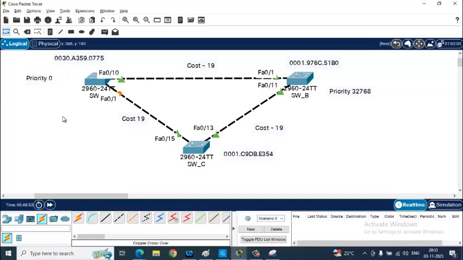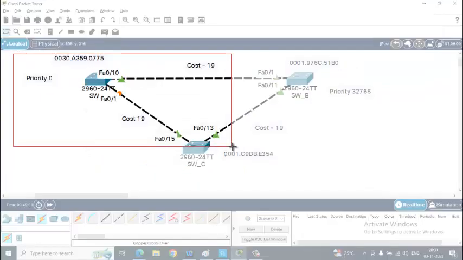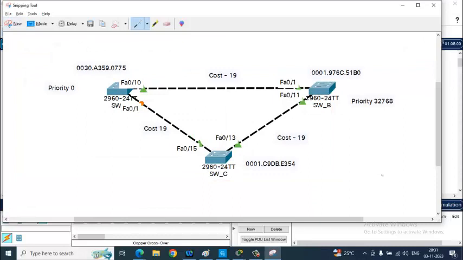Now this switch will try to find the cheapest cost path, and this will be the root port. Agree. Likewise, this will also be a root port. Agree. Okay. Now blocking may happen here or here. Where will it happen? It will compare the MAC address. Again, this MAC address is bigger. He doesn't like big. He likes small. So this will be the designated forwarding port. This will be the blocking one.